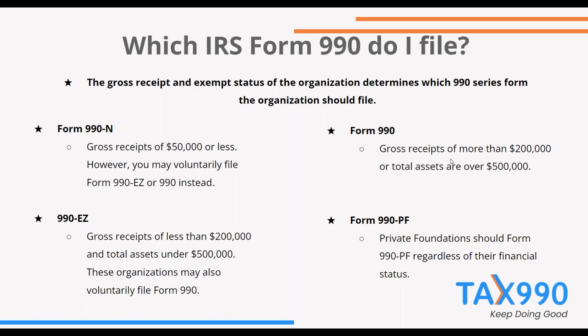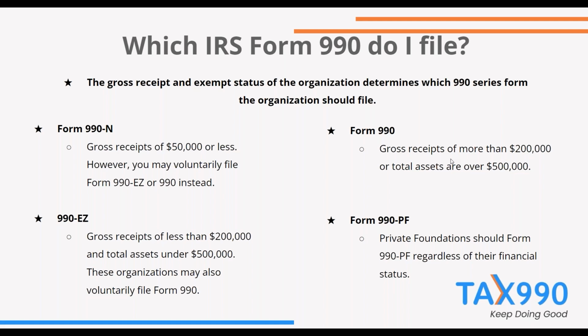The 990 series return is a return filed by a nonprofit organization annually to report activities and financial information to the IRS. The 990 series consists of 4 different forms. You have the N, EZ, the 990, and the PF. An organization is going to file one of these 4 forms annually based on their financial status.